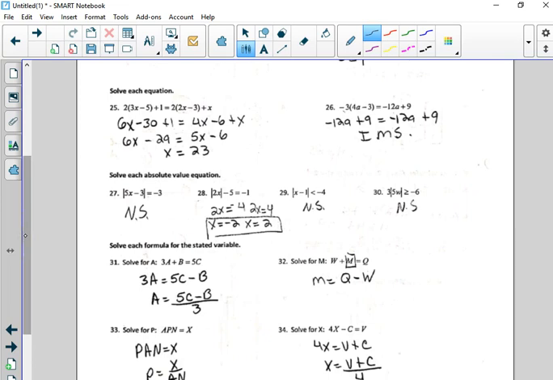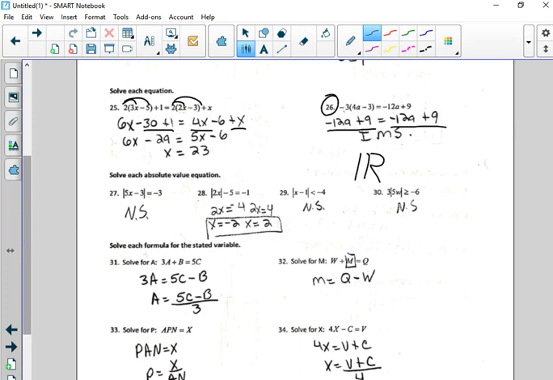25 and 26, not much different than the first page. Distribute, join like terms, simplify, solve. Again, like on the first page, this one is different. This one is infinite solutions because this equals that. It's a true statement. So on the first page we had a false statement, no solution. That's a true statement. All real numbers. We also put the funky R, remember.